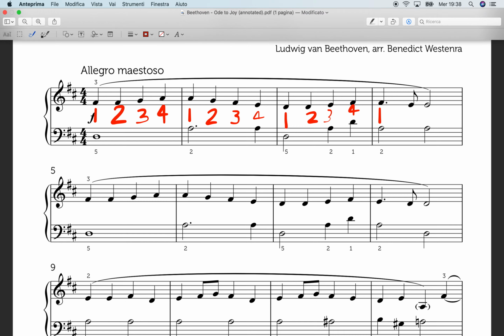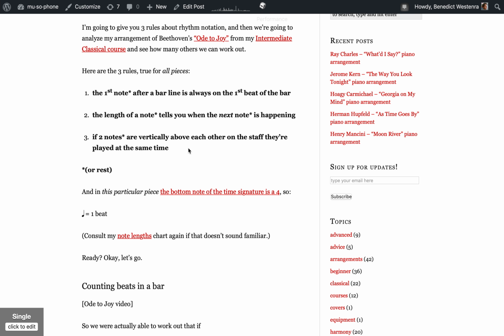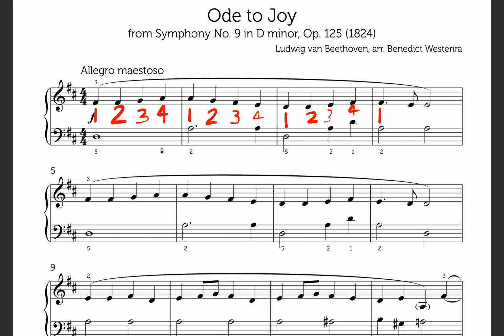Okay, so let's go back to this tool. So that's important. So now let's use this rule and work out some stuff that's going on. If 2 notes are vertically above each other on the staff, they're played at the same time. So first of all, that's why we can write the beats in the middle of the line. Because if we write the beats correctly for the right hand, they're also going to be in the correct place for the left hand because everything's vertically aligned.